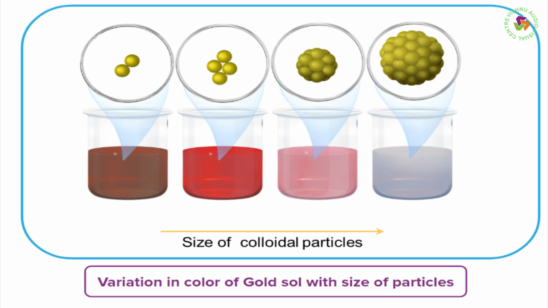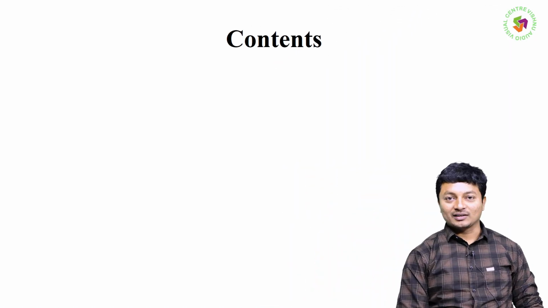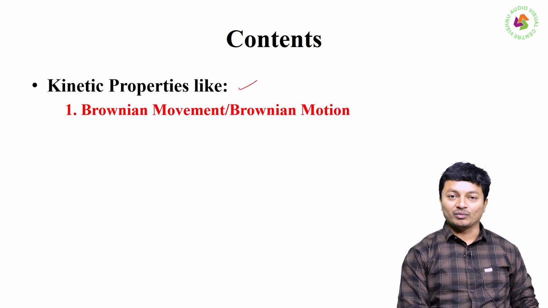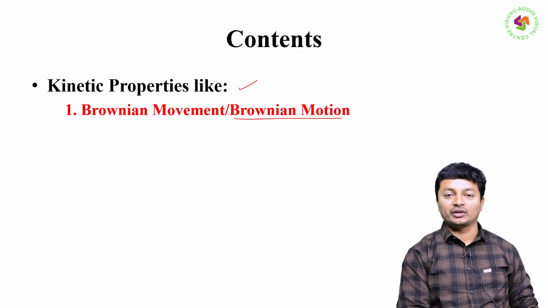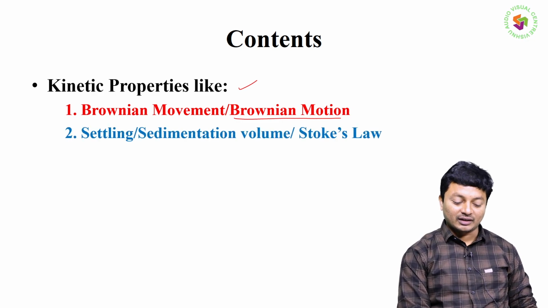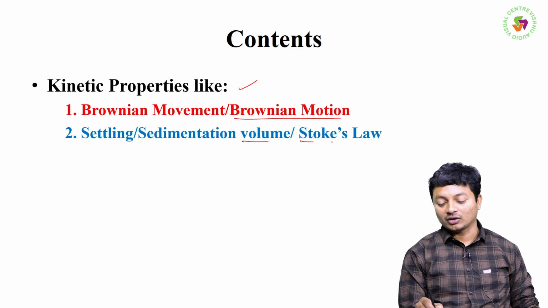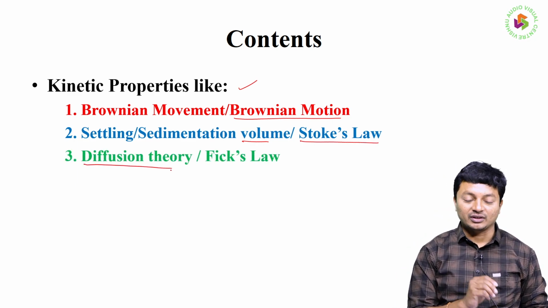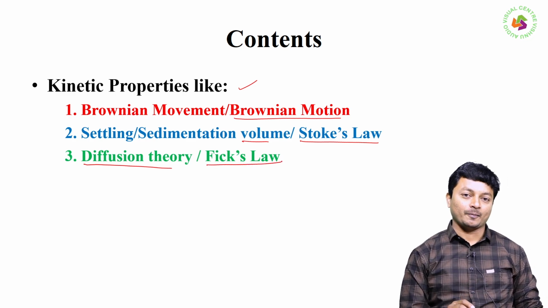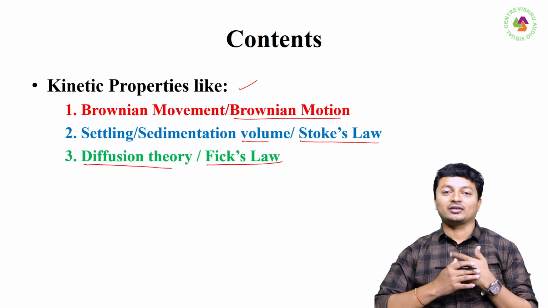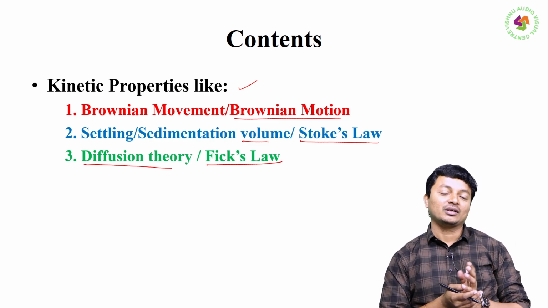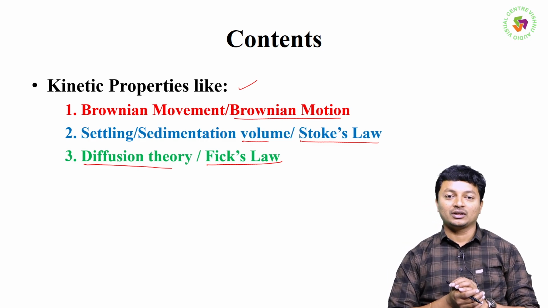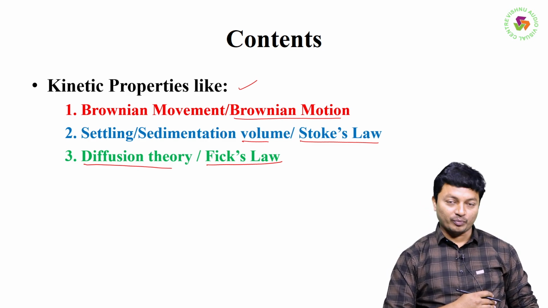Let us discuss the properties in detail. In this class, mainly we are going to discuss the kinetic properties like Brownian movement, also known as Brownian motion, settling or sedimentation volume, also known as Stokes law, and another theory, that is diffusion theory, which is also known as Fick's law. So these are the different concepts where we can discuss in detail the movement or the motion of the colloidal system. And let us start the topics in detail.